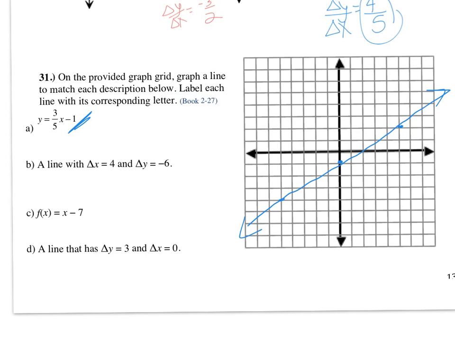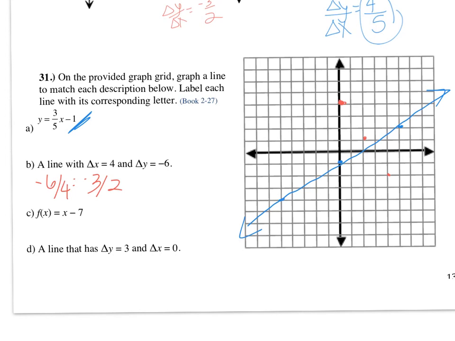For my B, we need a line with a change in x of 4 and a change in y of -6. So we're just given the slope, -6 over 4, which can be reduced to -3/2. We're not really given any other information, so I'm just going to pick some starting point, let's say here. So that's 1, 2, 3, 4, y-intercept of 4. So we're going to go down 3, 1, 2, 3, over 2. Go down 3, over 2.